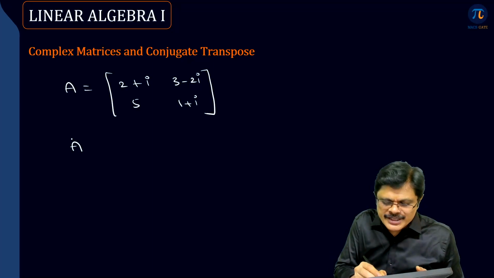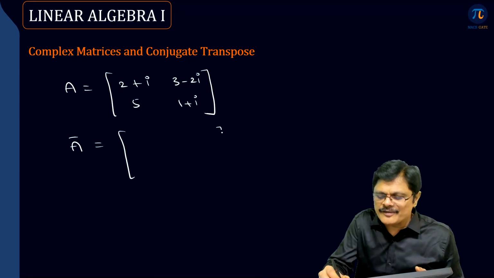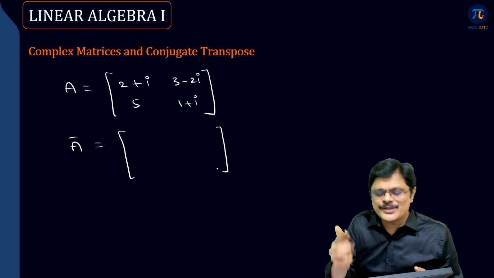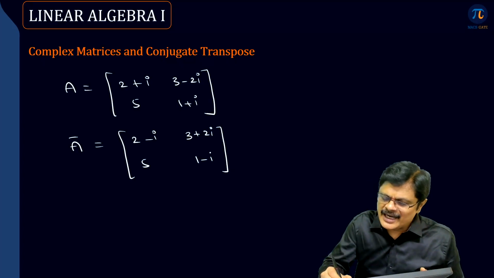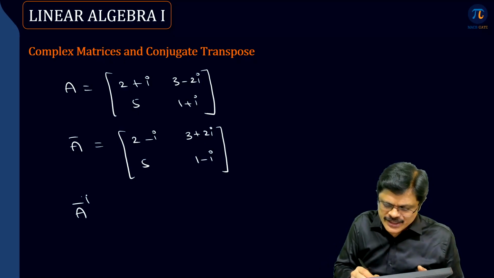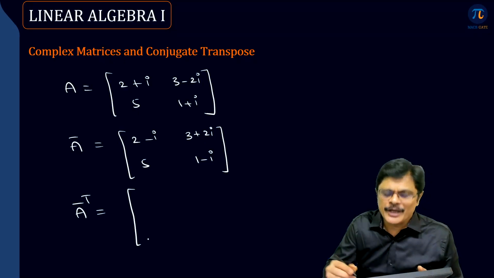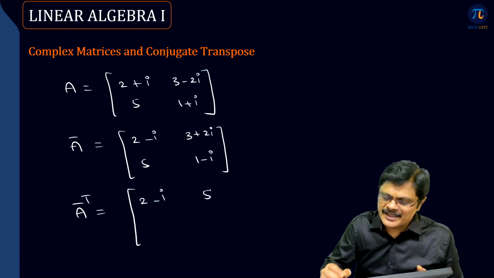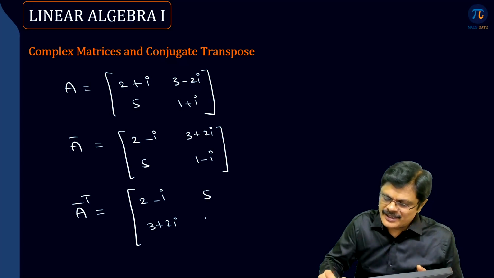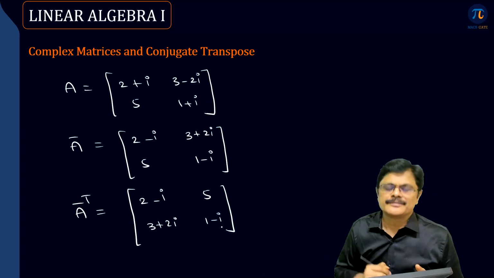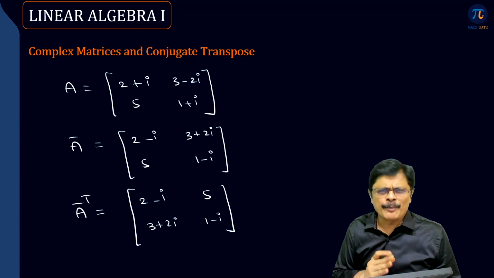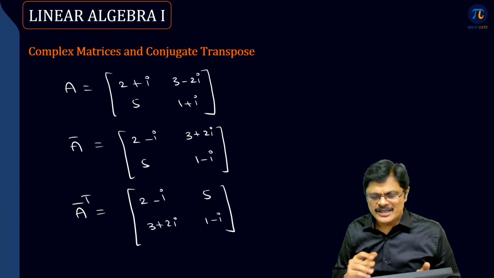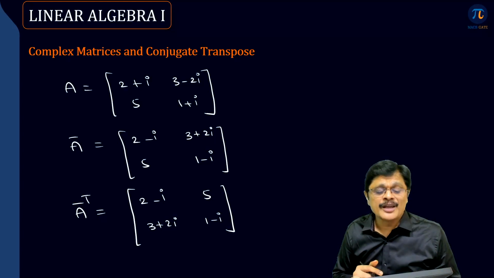Now, what do you mean by conjugate? The conjugate of this matrix: replace every element by its conjugate. So it is 2 minus i, 3 plus 2i. A real number is its own conjugate, and 1 minus i. And what about the conjugate transpose? After conjugate, you have to transpose the matrix: 2 minus i, 5, 3 plus 2i, and 1 minus i. Some people call it tranjugate, but I don't use such names, sir. Conjugate transpose is a better name. This is what you mean by the conjugate transpose of a complex matrix.